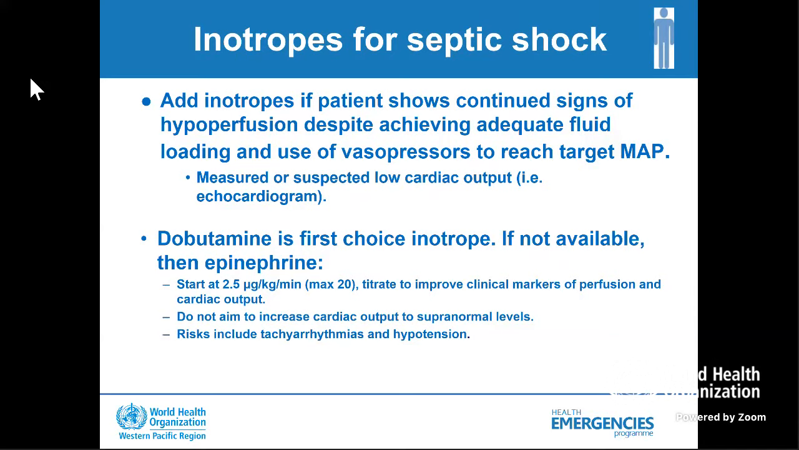So adjunctive measures that you consider adding are inotropes. This should be based on assessment of the cardiac function, usually via echocardiogram. Dobutamine is a very strong inotrope and also a mild vasodilator. This is the first choice of inotrope. There is a risk of tachyarrhythmia very similar to dopamine, and it can cause hypotension because dobutamine is a weak vasodilator.